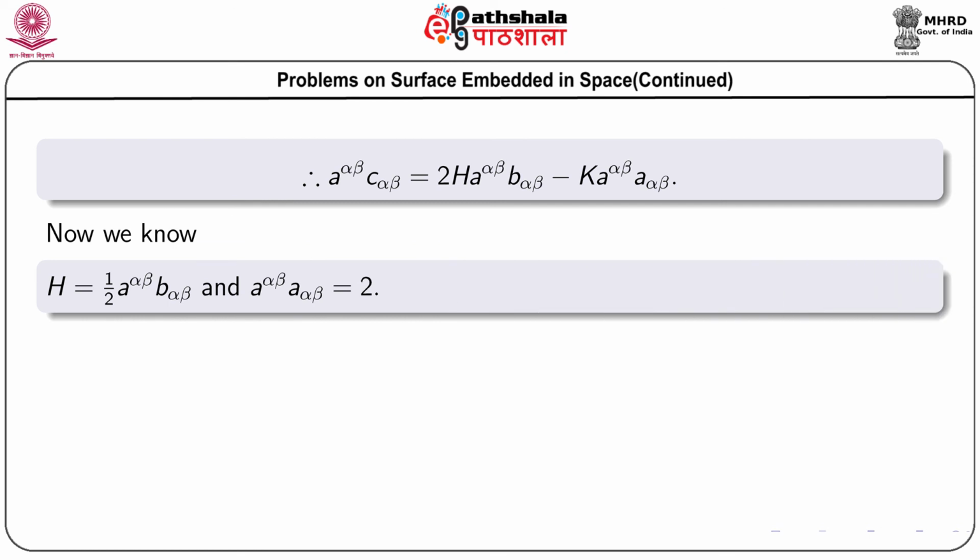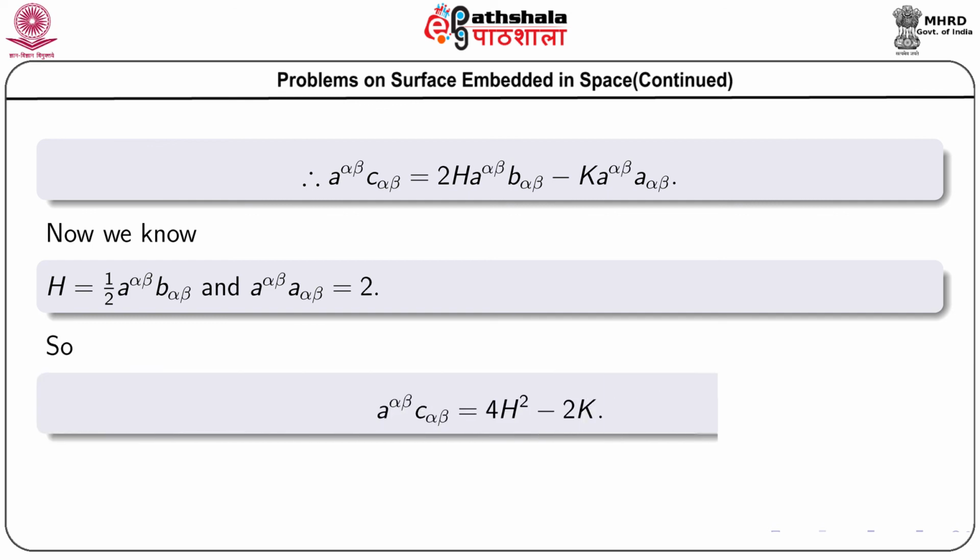Now, we know that the mean curvature is equal to 1 by 2 A upper alpha beta B alpha beta, and A upper alpha beta A alpha beta is equal to 2. So, if we calculate this and put the values in the upper equation, we get A alpha beta C alpha beta equals 4 h square minus 2 k. So, this is the relation obtained for the inner product of A alpha beta and C alpha beta with the mean curvature and Gaussian curvature.